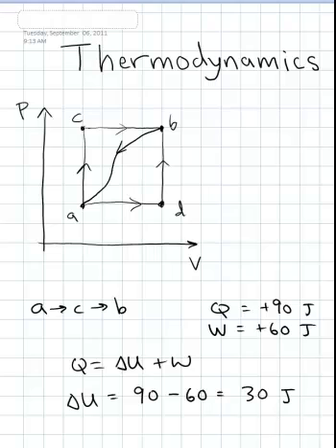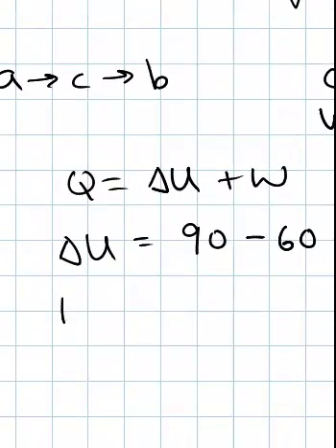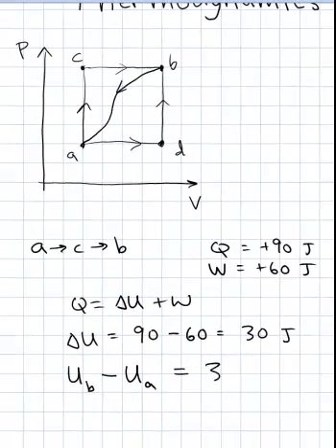So what that means, let me just write it out here. Delta U, delta is always final minus initial. So that's the same thing as writing the internal energy at B minus the internal energy at A. B is higher energy than A by 30 joules.